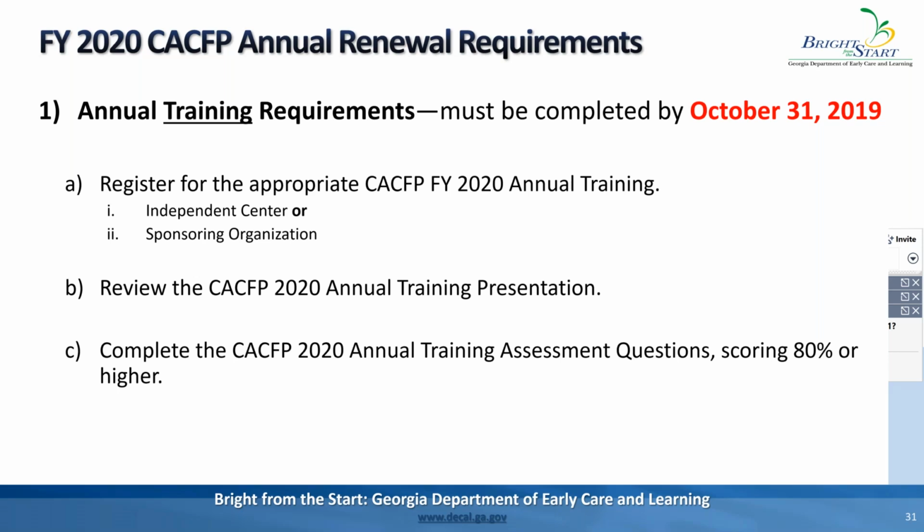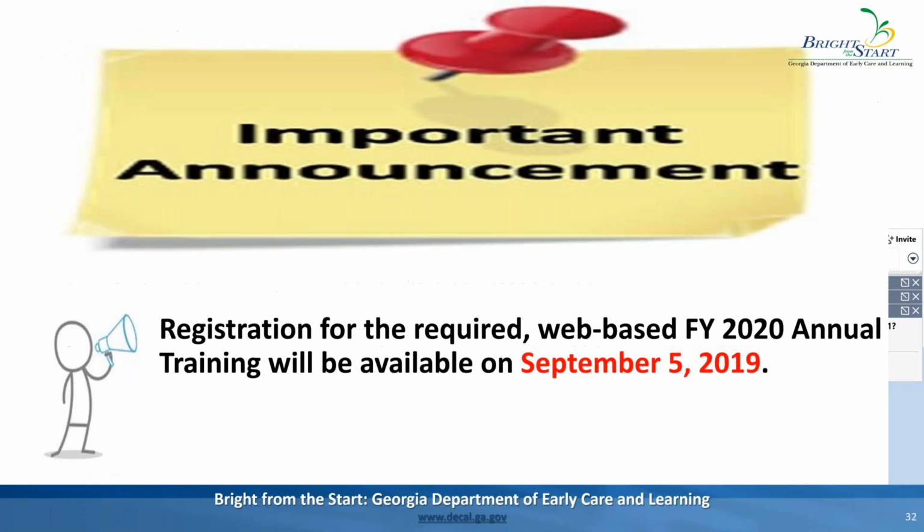Okay, so next we will briefly walk through how to register and complete the fiscal year 2020 annual training requirements in Georgia Atlas. Important announcement: registration for the required web-based fiscal year 2020 annual training will be available on September the 5th. Okay.